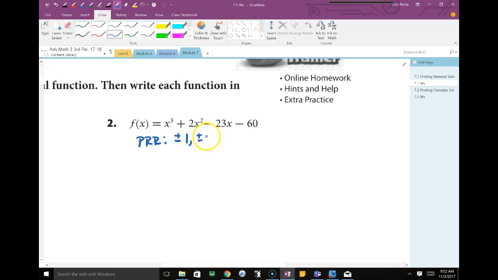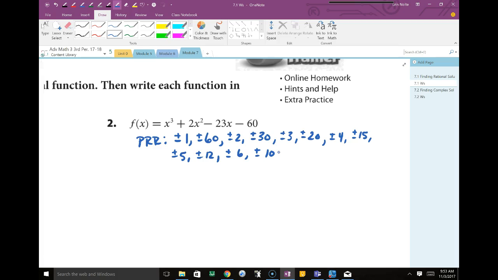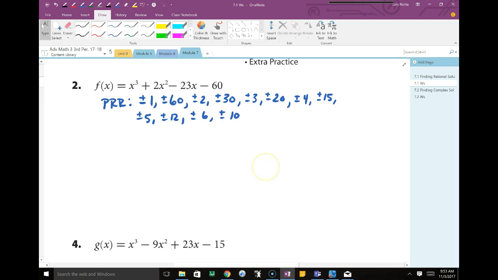Plus or minus 60. Plus or minus 2. Plus or minus 30. Plus or minus 3. Plus or minus 20. Plus or minus 4. Plus or minus 15. Plus or minus 5. Plus or minus 12. Plus or minus 6. And plus or minus 10. Holy cow. We could do synthetic division all day on that one. This is definitely one we wouldn't want to guess and check. That would take us forever. We'd need a big piece of paper for that.